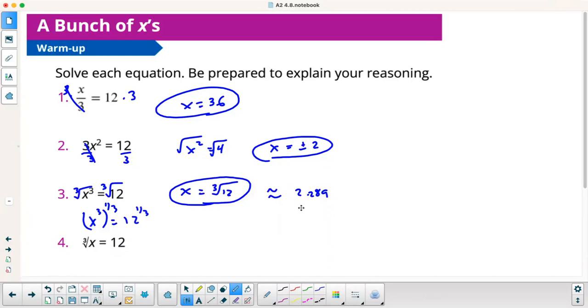This is a decimal. All right, so this is the cube root of x. So I need to cube both sides. So the cube gets rid of the cube root. So that would be x equals 12 cubed, which is 1,728.